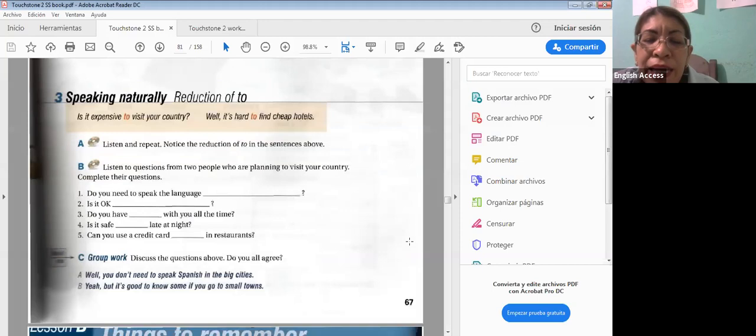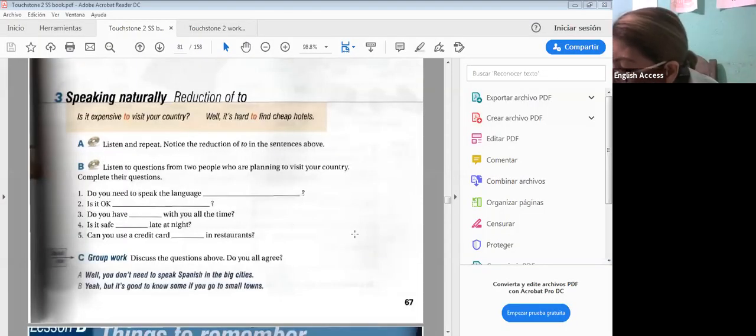Okay, so we're on page 67. It says speaking naturally, reduction of to. Exercise 3A says listen and repeat. Notice the reduction of to in the sentences above. I'm gonna play the audio. I just want you to listen. Just listen and then we're gonna listen and repeat the information in the box. Okay, let me look for this audio. Page 67. Speaking naturally. Reduction of to. A. Listen and repeat.